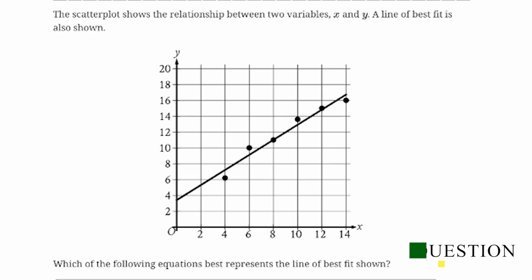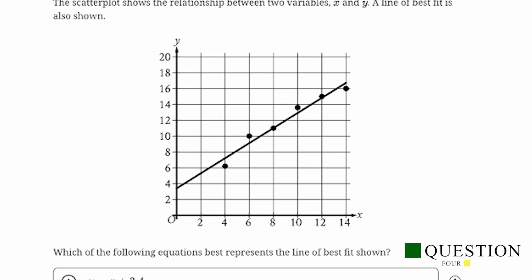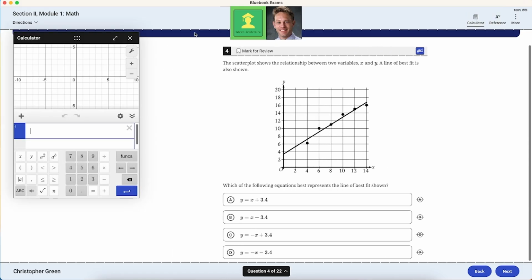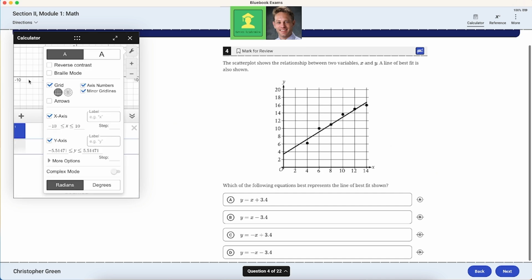Scatterplot shows the relationship between two variables x and y. A line of best fit is shown. Which of the following equations best represents the line of best fit? Now, I know that people could do this by finding a couple of grid components through which it goes. You could also use Desmos to your advantage right here. So for example, if I say that it looks like it goes through approximately, very approximately 14, 16, you could actually get Desmos to do a calculation.